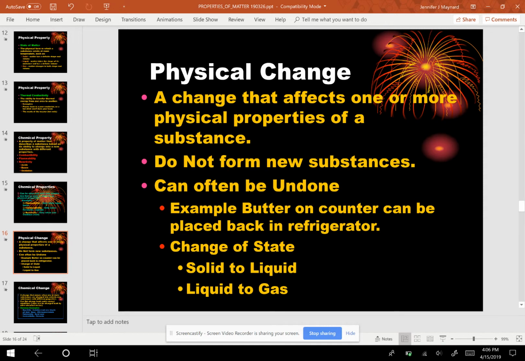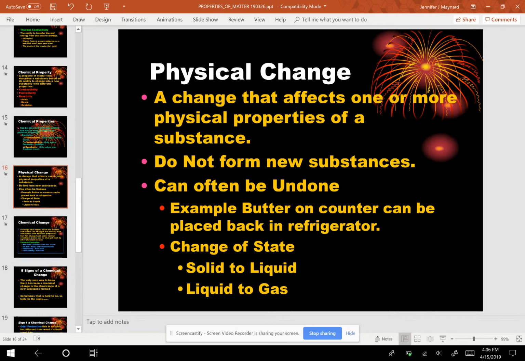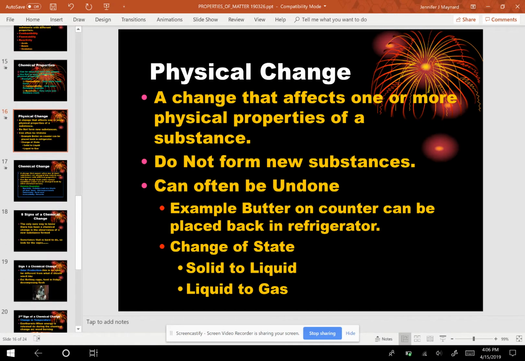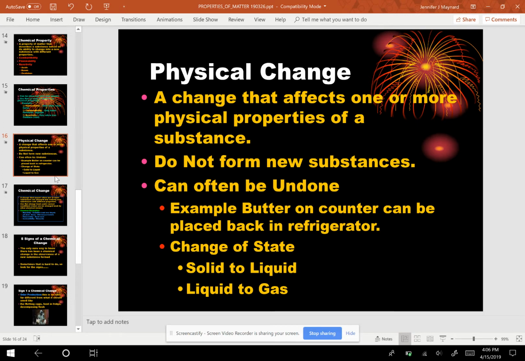So now we're going to talk about, so now what I want you to do is, we've got chemical and physical properties. Let's just keep going on. And then we have chemical and physical changes.